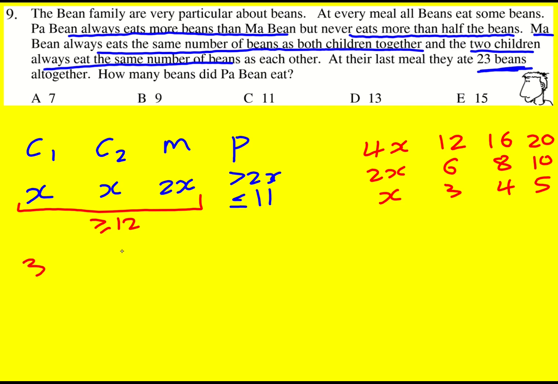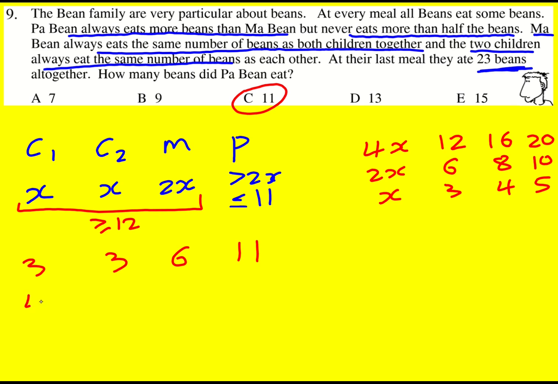If x was 3, and 2x was 6, then we'd get 12, and Pa Bean would eat 11. And that actually all checks out. That could well be the answer, in fact. But for consistency, we'll just check the rest of them.